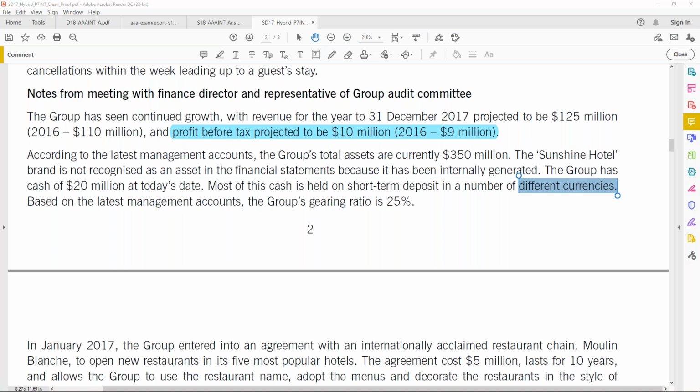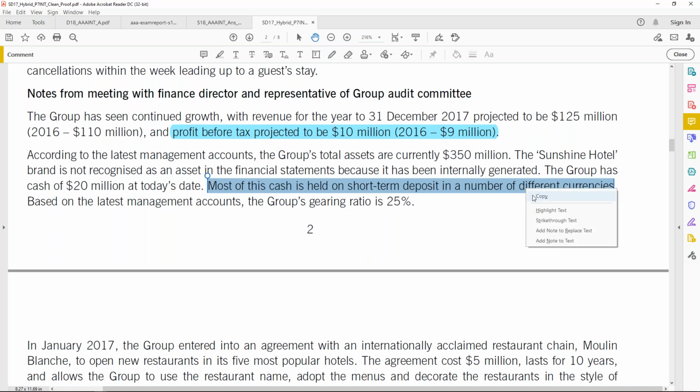But even so, you have an exposure to foreign exchange risk, and that is also a business risk, because the volatility in different currencies will impact your exchange gains and exchange losses. Do you agree with me? Do you believe volatility in different currencies will impact your profitability? Most of this cash is held on a short-term deposit in a number of different currencies. Will that result in exchange gains and exchange losses? Do you agree? Right. So can we make a point here that most of the cash is held in different currencies?